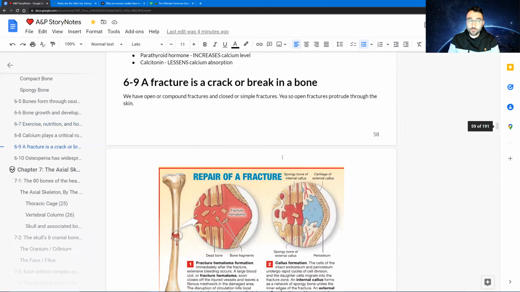All right, let's talk about bone fractures. So we have an open or a compound fracture. Those are the same thing. That's when the bone is sticking through the skin, or a closed or simple fracture. So yeah, open fractures protrude through the skin. Open, compound.